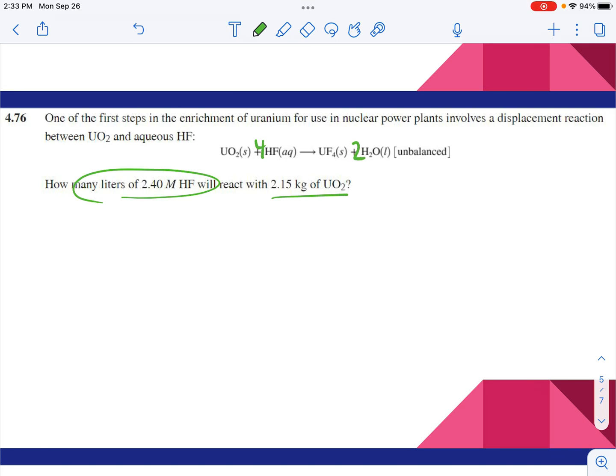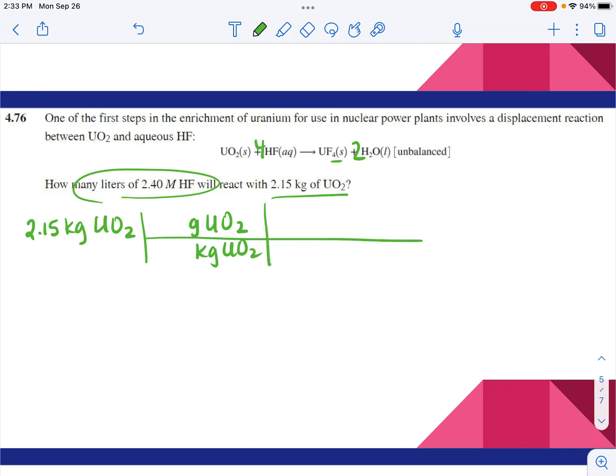So we're going to do this the same way we've always done stoichiometry. We're going to start with our given, 2.15 kilograms, and this is a solid. So this part's not solution stoichiometry. This is just like what you've done before of UO2. My first step is going to be to get my given to moles, so I have to go from kilograms to grams, and it's the same substance, UO2. And then remember that 1 kilogram is 1,000 grams.